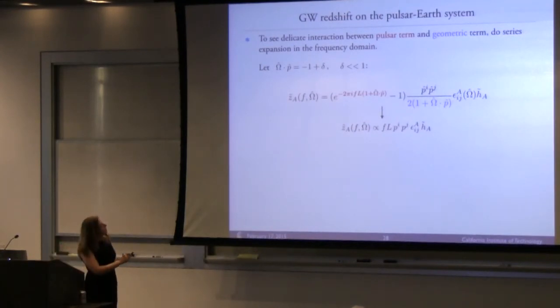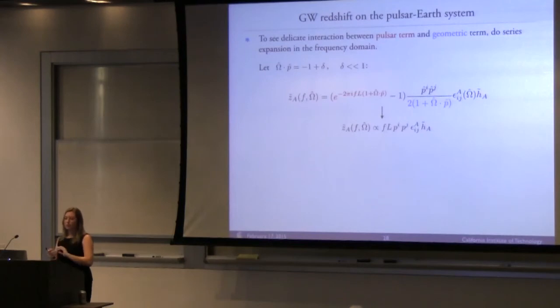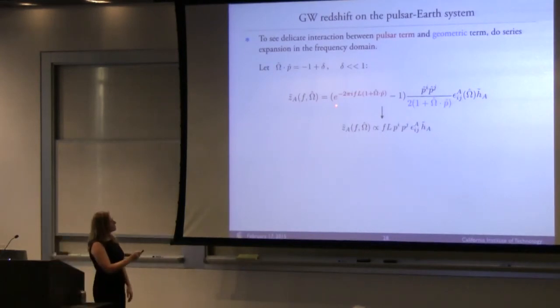We're going to take this omega dot p term and let it be minus 1 plus delta, where delta is something very small. It's a small parameter. And we're going to do a regular old series expansion on our redshift. When you do that, the redshift goes from this expression to this one here. You can see in this expression, we have a redshift that's proportional to this product, f times l, and then some geometric terms that relate to the pulsar's position and the polarization tensors. It's kind of just like a projection term, if you will.